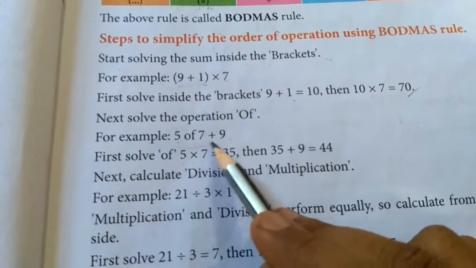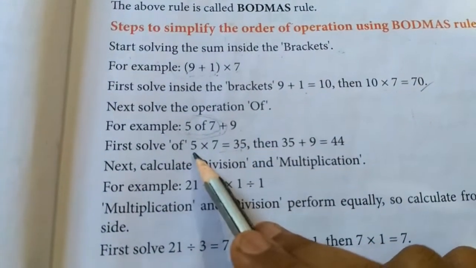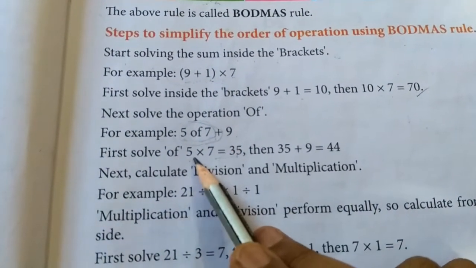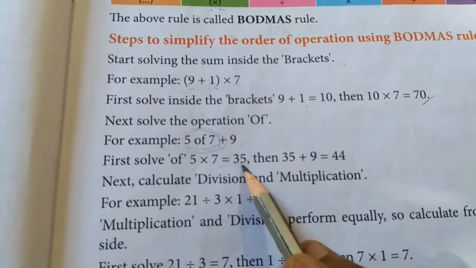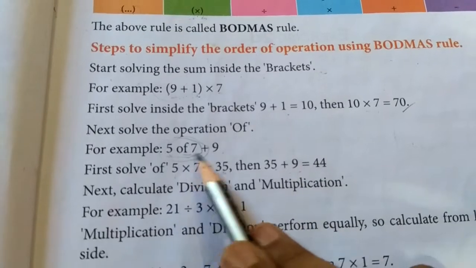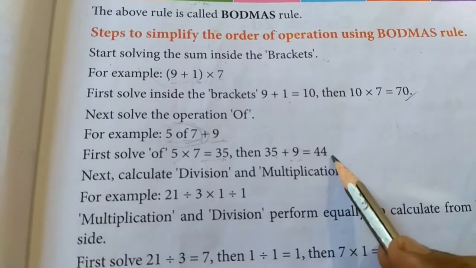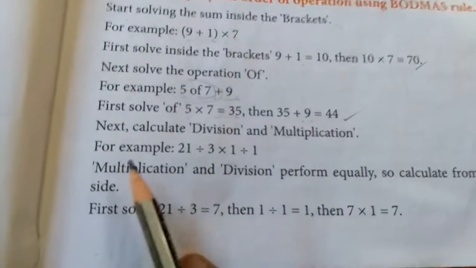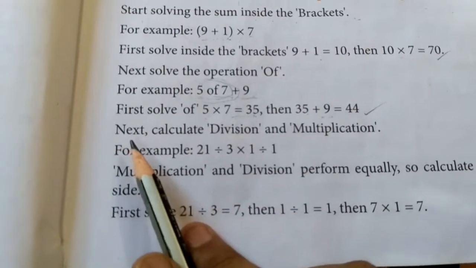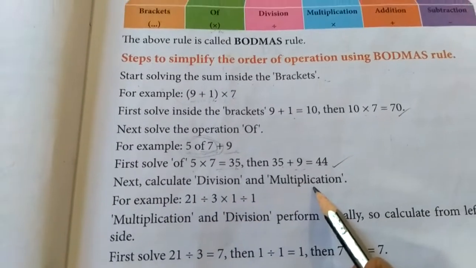Now what do we have to do? We have solved this part of the question. As you can see, 5 of 7 means 5 into 7, that will give us 35. Now 35 plus 9, one more step we have to go. So 35 plus 9 is equal to 44. Now this part is solved.